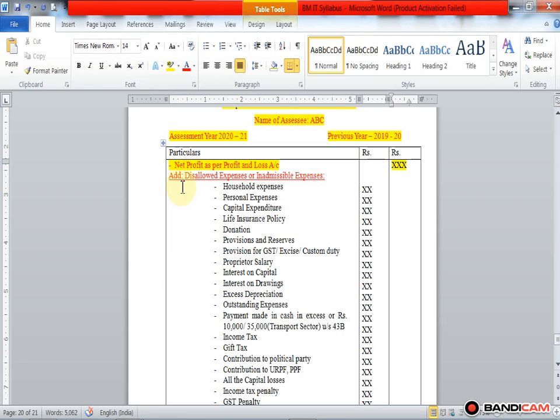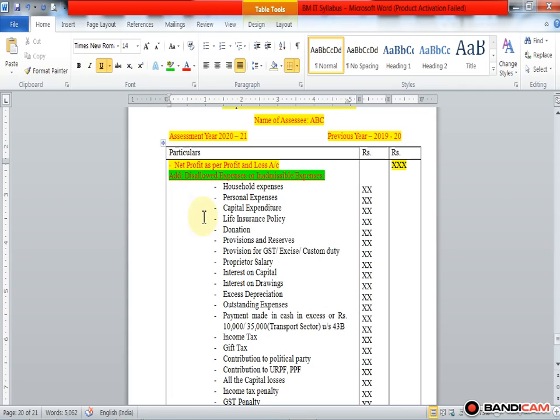Then we add disallowed expenses or inadmissible expenses. What do disallowed or inadmissible expenses mean? Those expenses which are not related to the business are disallowed expenses, and these are added to our net profit because they were written on the debit side of the profit and loss account, which reduced our net profit. So those expenses which are not related to business are added back to net profit.